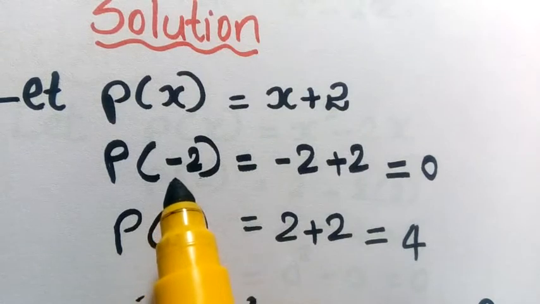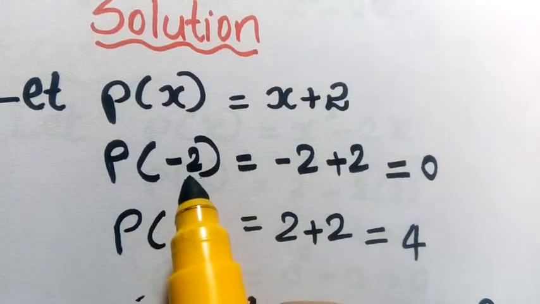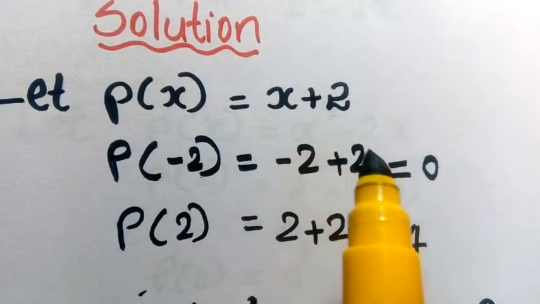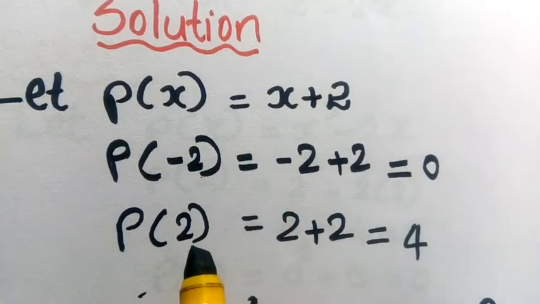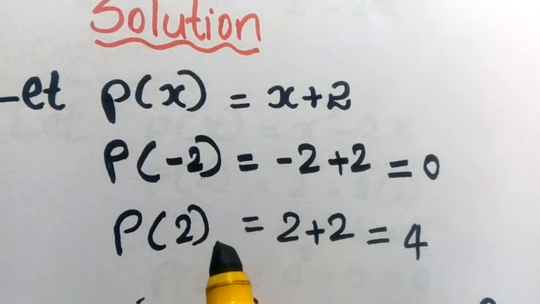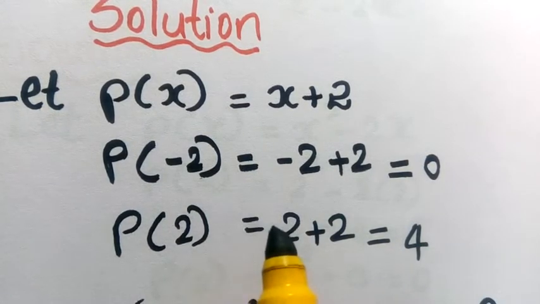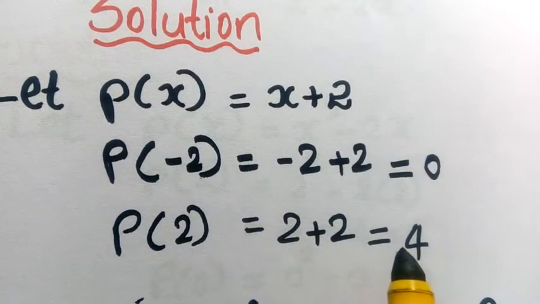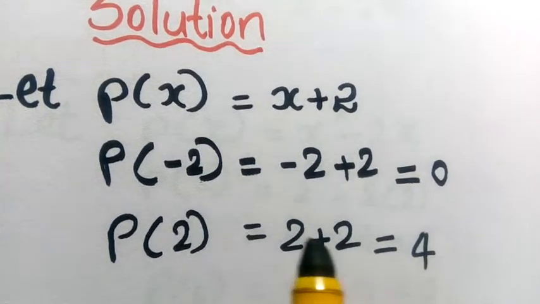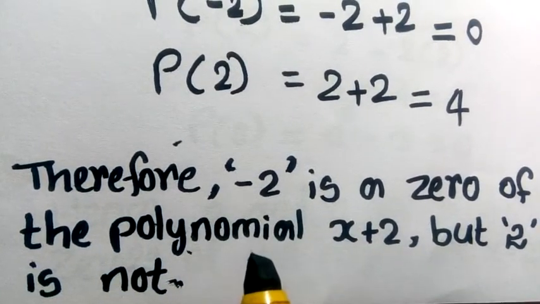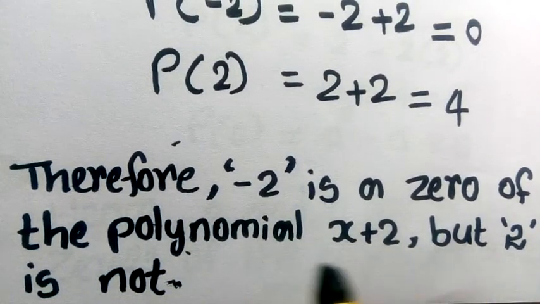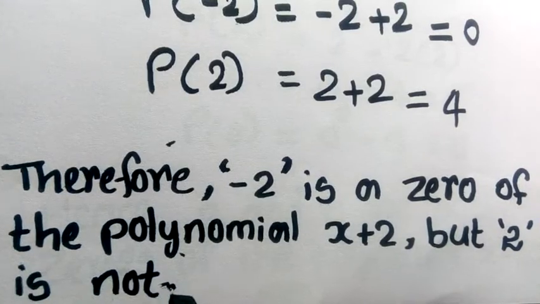So, for the value of the variable minus 2, we got the value of the polynomial equal to 0. But for the value of the variable 2, we didn't get the value of the polynomial as 0. We got the value of the polynomial equal to 4. Therefore, minus 2 is a zero of the polynomial x plus 2, but 2 is not.